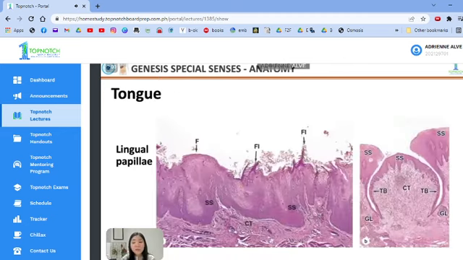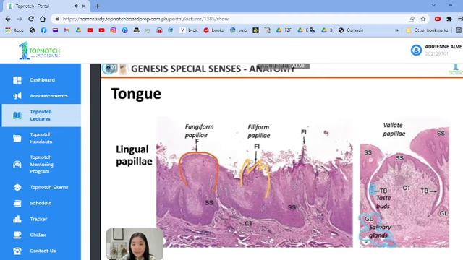On histopathology, it looks like this, showing pointy filiform and the more mushroom-shaped fungiform papillae. Both have stratified squamous epithelium. And you have a single very large vallate papilla with many taste buds around the sides and several small salivary glands emptying into the cleft or the moat. So this is the cleft.